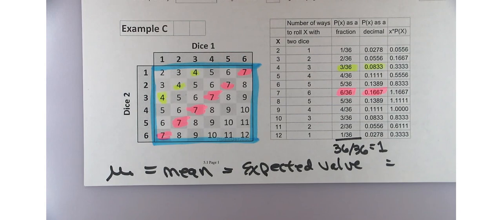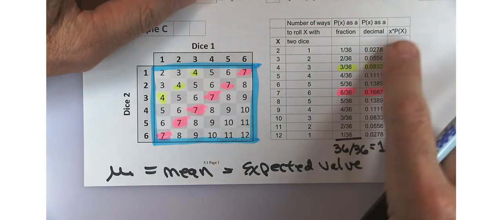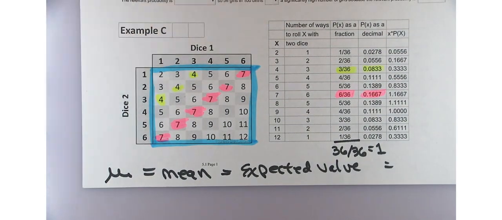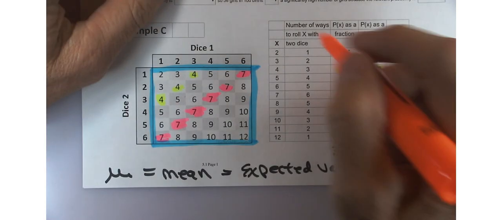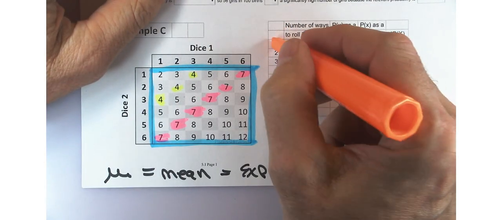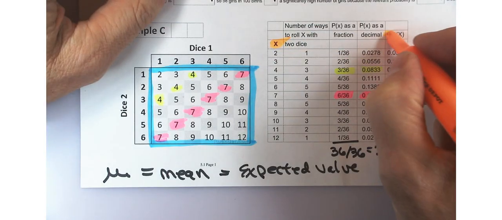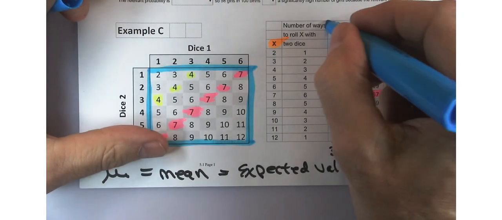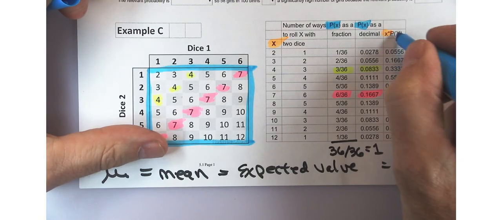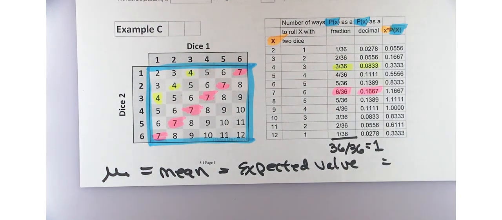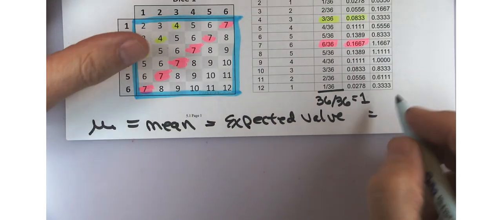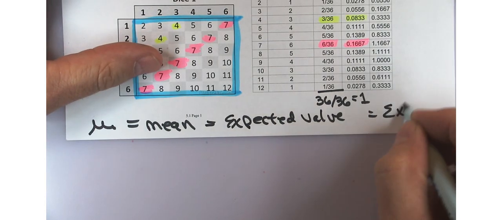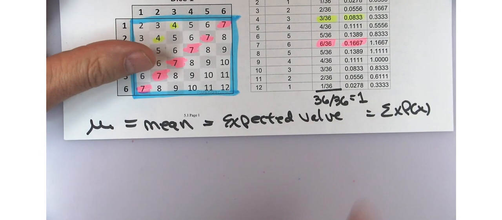Now, to figure out the expected value for a probability distribution, you've got to calculate the product of x, which is here in this row, times p of x, which is up here. x times p of x, and then we've got to sum that up. So it's going to be the sum of x times p of x, and that's going to be your population mean.